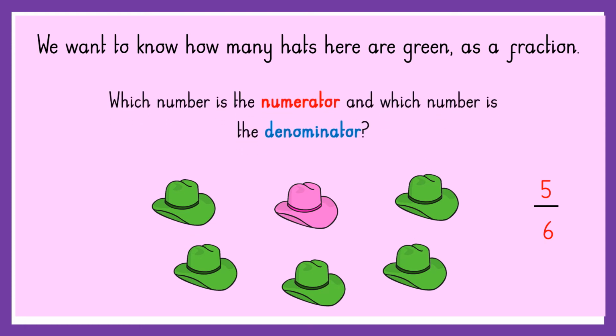So which of these numbers is the numerator and which number is the denominator? Well, the numerator tells us how many hats are green. That's 5. And the denominator tells us how many hats there are all together, and that's 6.